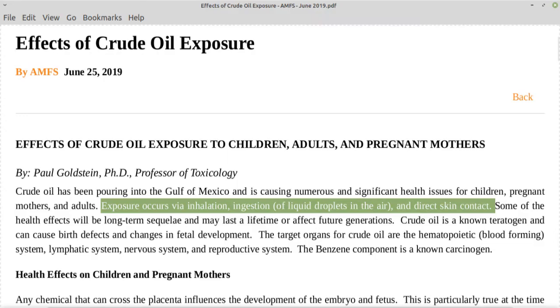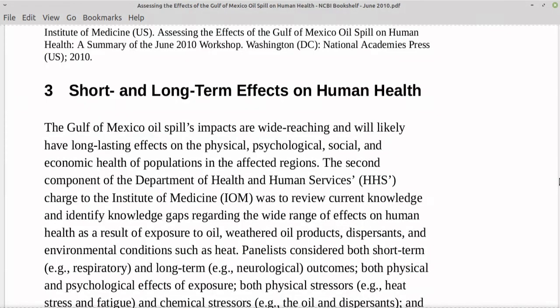Exposure to crude oil occurs through inhalation, ingestion, and skin contact. Just the inhalation of some of these toxins can cause sickness and death. That will be expanded on in the flaring chapter.